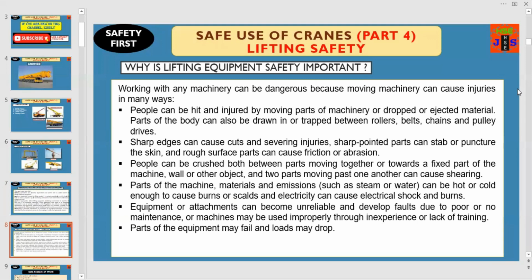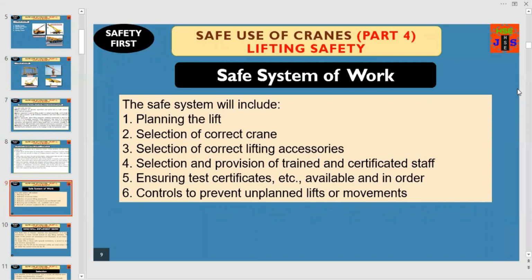Dear friends and fellows, once there are dangers, there are hazards, there is high risk. How to control this risk level to an acceptable level or to as low as reasonably practicable?